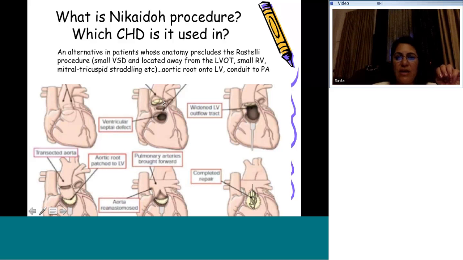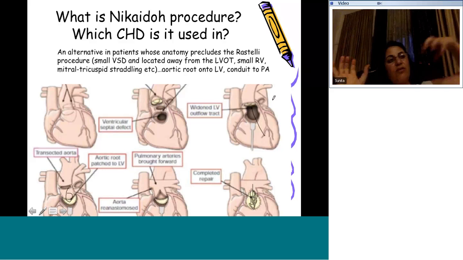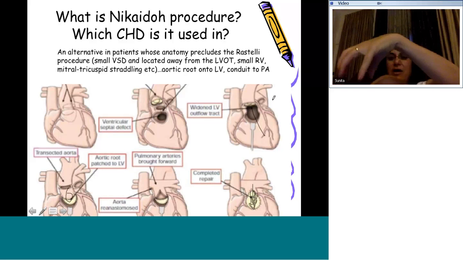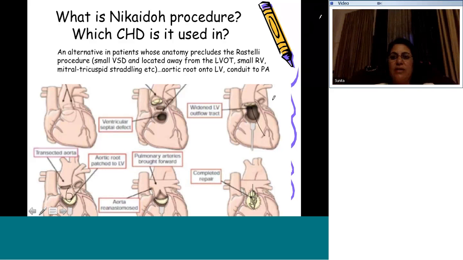So what do you do? You disconnect the aorta, you transect the aorta here, and then you patch that aorta directly onto your LV. So imagine you've got an LV here and you have an aorta here, you can't root it. So non-rootable VSD. So you take your aorta and you plonk it here. You take your PA and you put it on the RV. So it is aortic root onto LV and pulmonary artery onto RV.